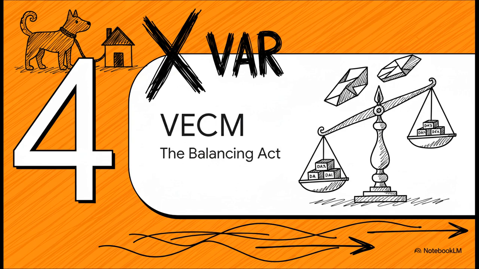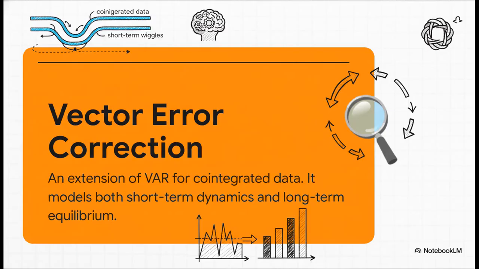So if VAR can't handle this whole dog on a leash problem, what can? Well, that brings us to our next tool, the VECM, which is designed for exactly this kind of balancing act. So, let me introduce you to the Vector Error Correction Model, or VECM. You can think of it as a smarter, more specialized cousin of the VAR model. It was built from the ground up for data that's cointegrated. And its superpower is that it can model both the short-term wiggles and that long-term pull of the leash.